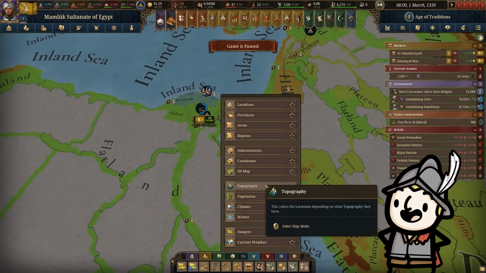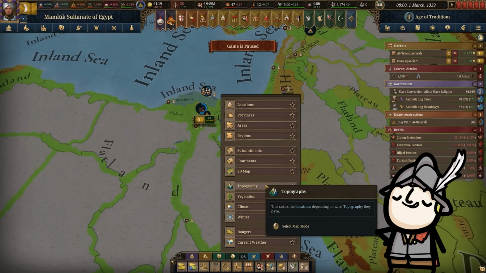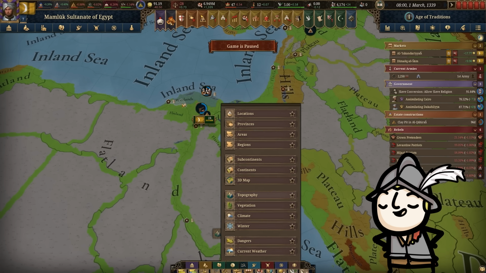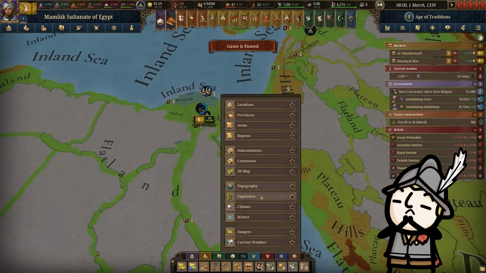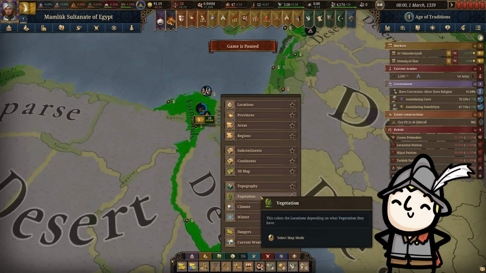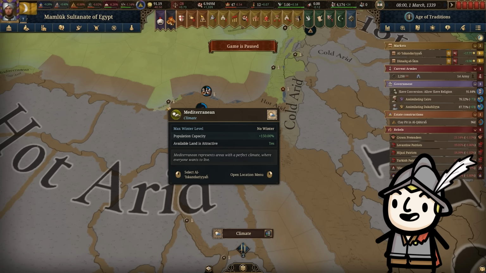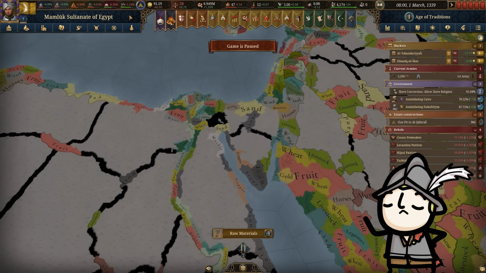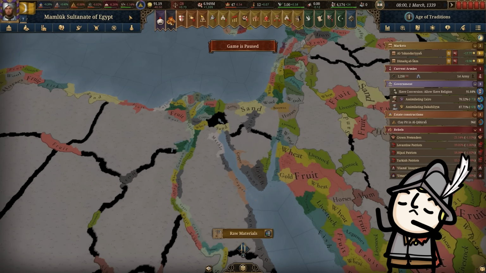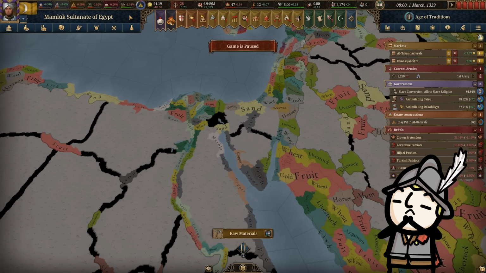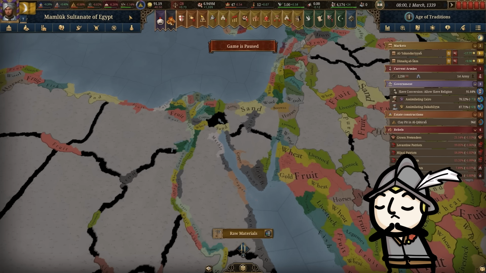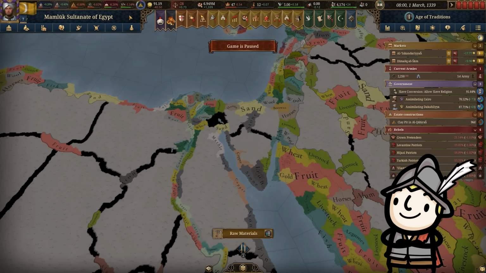Topography is going to show us that we have flatlands, which is not giving us any bonus, but the wetlands would give us some negative modifiers. We also have vegetation, lots of access to farmlands. And if we take a look at our climate, it's mostly arid, but we have a few Mediterranean spots as well, which will boost our population capacity. If we look at our raw materials, we may not have a lot of high-value RGOs in the Nile Delta, but we have a lot of low-value RGOs that we could produce efficiently to start a working economy.